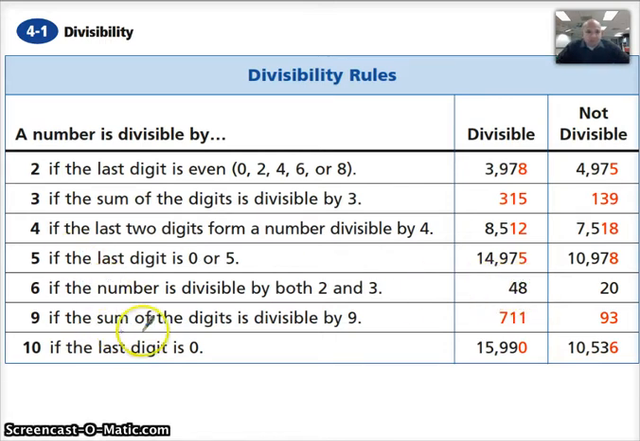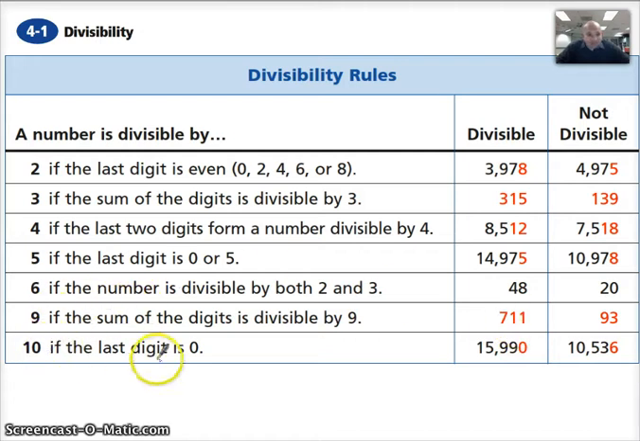For 9, if the sum of the digits is divisible by 9, this is much like, if not exactly like, the divisibility rule by 3. If these digits can be added together and are a multiple of 9, then this whole number is divisible by 9. Well, let's add 7 plus 1 plus 1, which is 9. So 711 is divisible by 9 because 9 goes into 7 plus 1 plus 1, which is 9. 9 goes into 9.